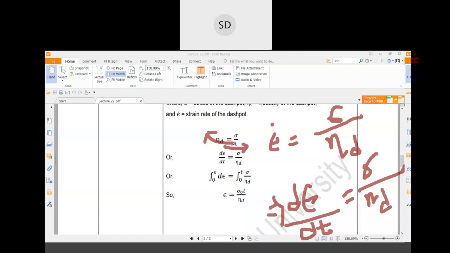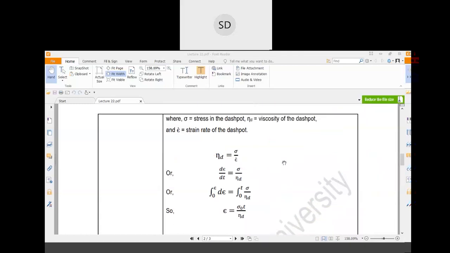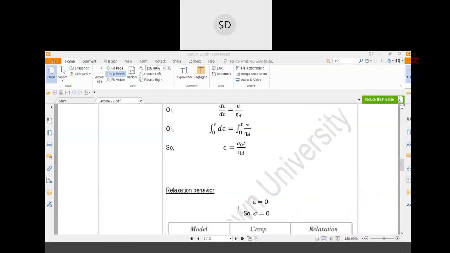Now ultimately, if you integrate from 0 to your full strain, then dε equals the integral from 0 to t of sigma divided by eta d, and if you derive this you get strain equals sigma. For the constant stress condition, sigma is constant, so that would be sigma 0 times t divided by eta d. This is for the creep condition, when your stress is constant.